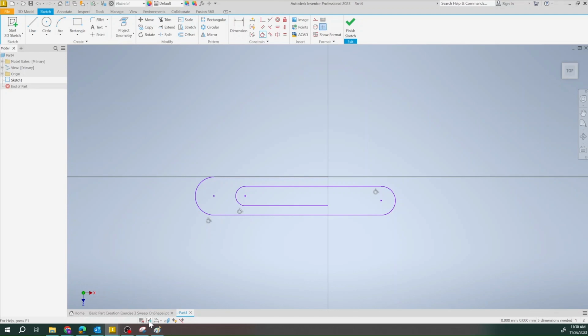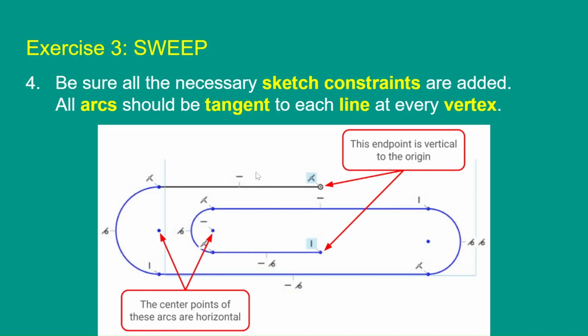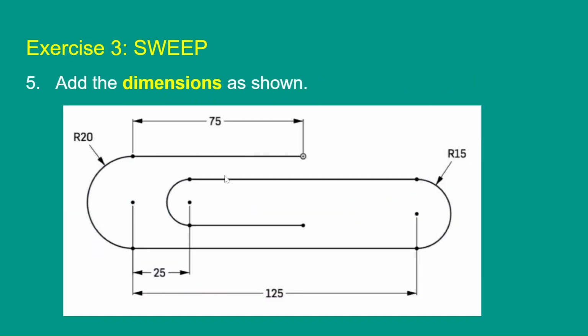I can come down here to my show all constraints, and I can see I've got 2 tangents on every single arc. I've got horizontal constraints and vertical constraints everywhere that I need them. So now this is good, right? I have my path. Now I need to go ahead and put on some dimensions. Dimensions is where it kind of starts to act up a little bit.